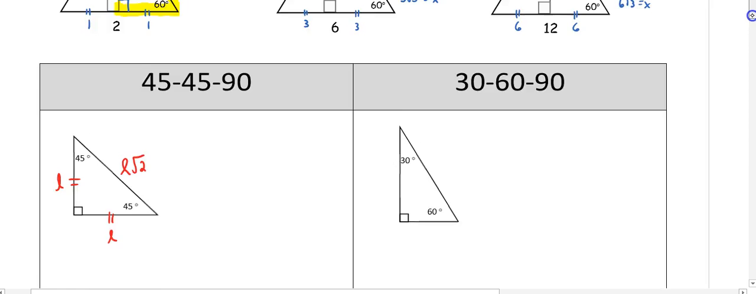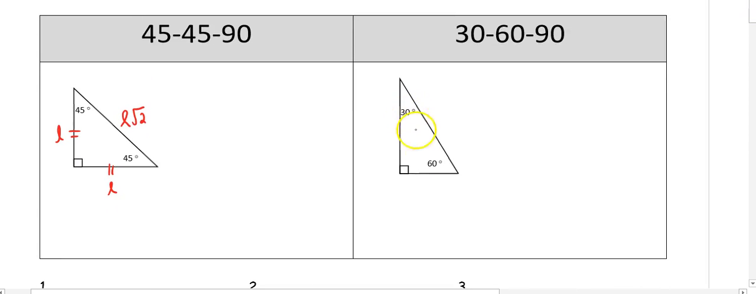So the relationship in a 30-60-90 triangle is that across from the 30-degree angle is the shortest side, which we would call S. Across from the 60 is going to be S root 3. And across from the 90-degree angle is going to be 2S. These special right triangles will help us because, unlike the Pythagorean theorem, I only need to know one of the sides in order to use the relationships to find the other sides, which we will work with in class tomorrow.